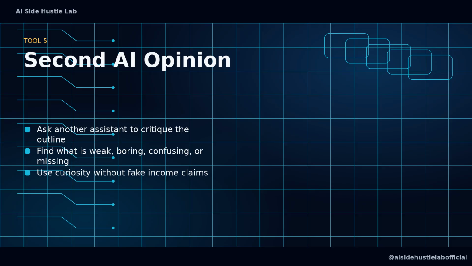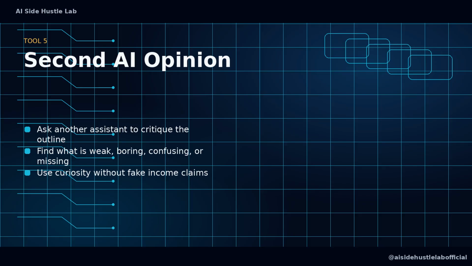Now let's talk about a tool category that can give you a second opinion, especially when your first AI answer feels too generic. The fifth tool is a second AI assistant. This might sound repetitive, but it is actually useful. Different AI assistants often respond differently.